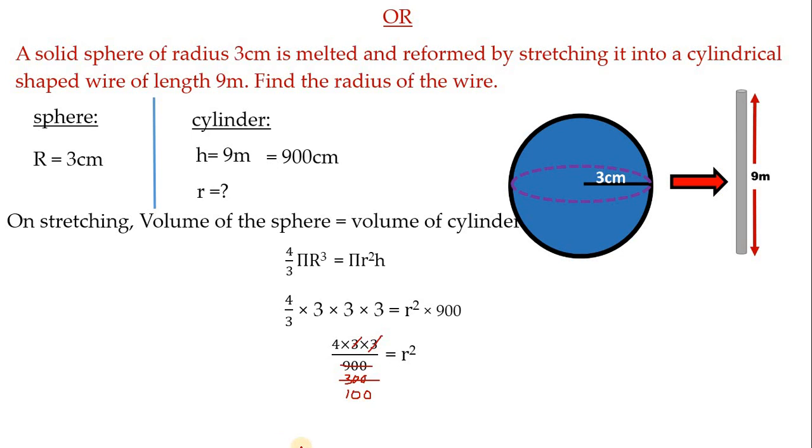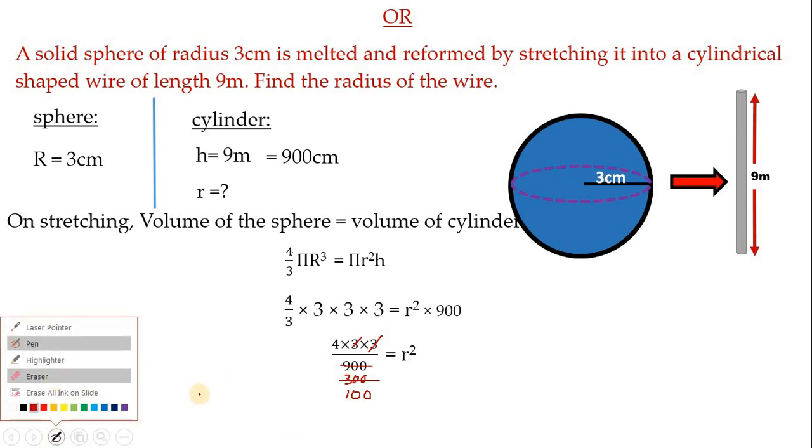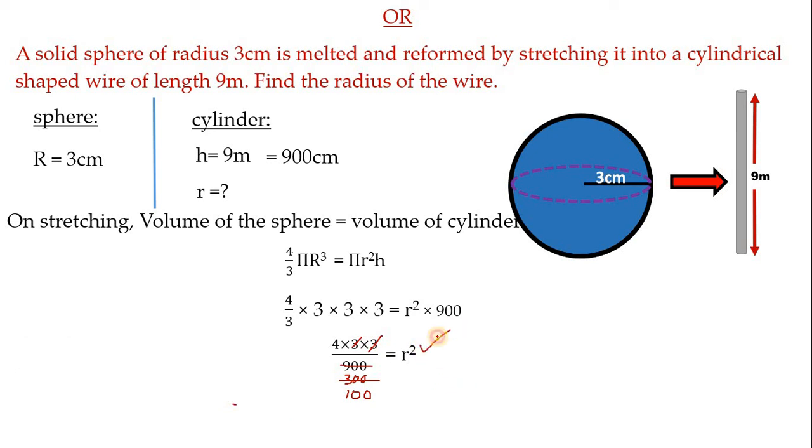So this I can write as r square is equal to 4 by 100. Now this I can write as r is equal to root over 4 by 100. Now this root is present for 4 and also for 100, children. So root 4 exact value, what is the value of root 4? That is 2. What is the value of root 100? That is 10. So 2 by 10.